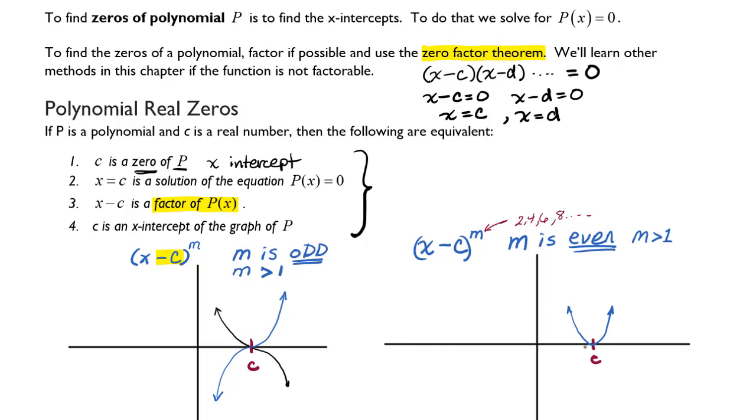So you could either have your root opening upward, so to speak, or opening downward. But for evens, you do not cross over. When your multiplicity is even, you do not cross over. You equal the root, and then you go back the way you came. So hopefully that makes sense.